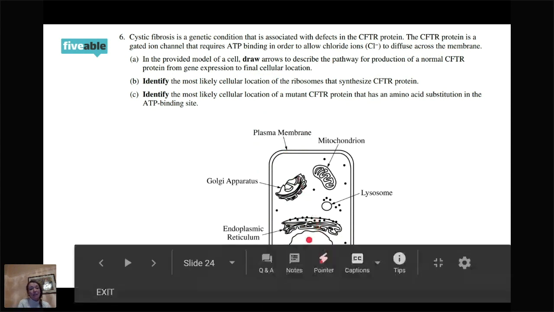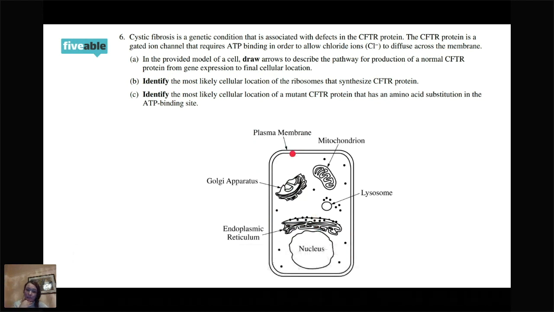So truly just arrow, arrow, arrow got you your first point. And all you needed to know there is how a protein is made. Okay. Part B, identify the most likely cellular location of the ribosomes that synthesize the CFTR protein.